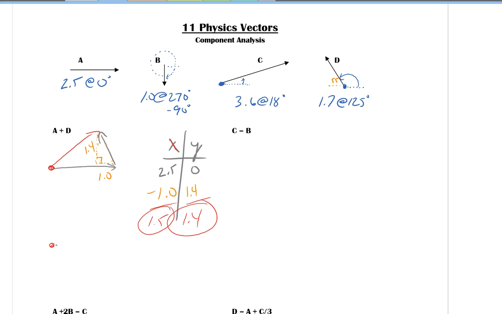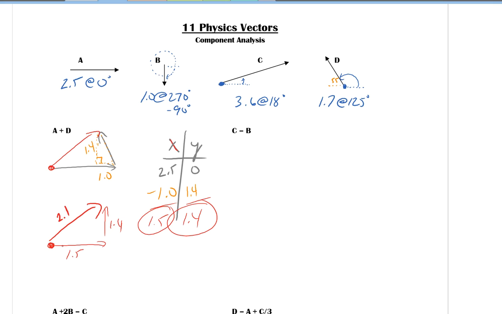I'll make a little nub. Okay, I've got 1.5 in the x direction, then I'll go up 1.4 in the y direction, and then I've got my answer going across something like this. So now I'll use my Pythagoras and my trig to solve for it. So let's use Pythagoras to solve for the hypotenuse. So I've got the 1.5, I'll square it, plus the 1.4, I'll square it, and then I will get the hypotenuse, and we'll round off. It's about 2.1.